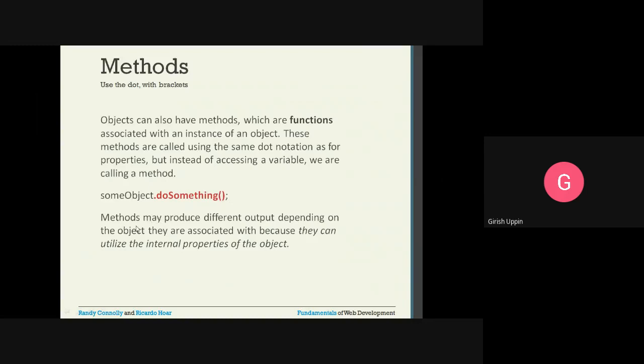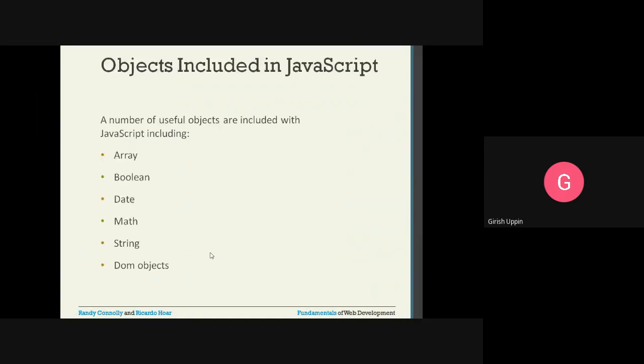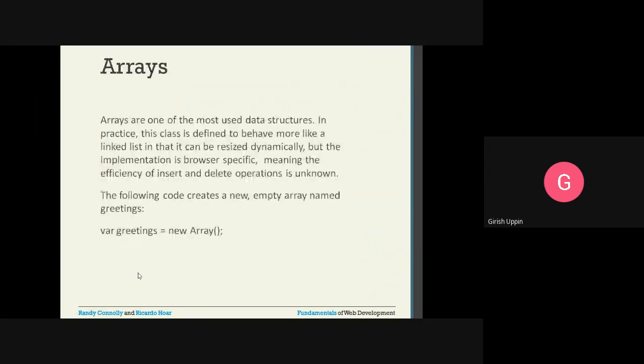Methods may produce different output depending upon the object they are associated with, because they can utilize the internal properties of the object. So these are the different useful objects that are included in JavaScript. They are array objects, boolean, date, math, string, and DOM objects. DOM is the Document Object Model, objects using which we can access the HTML elements. We will see more details about the DOM.